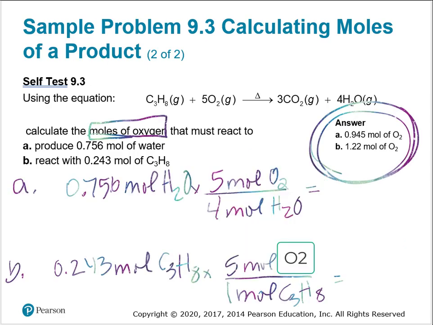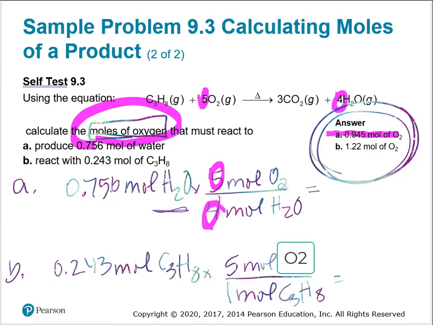Let's see how you did. I started with 0.756 moles of water, and I want to know moles of oxygen. So I just had to do my mole-to-mole ratio. There's 4 moles of H2O for every 5 moles of oxygen. So 0.756 times 5 divided by 4 should give me 0.945 moles of oxygen.